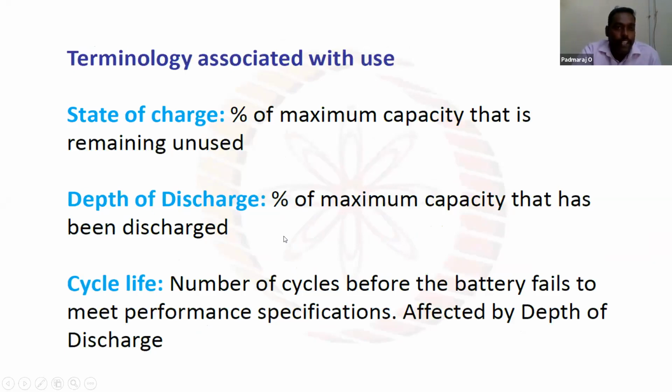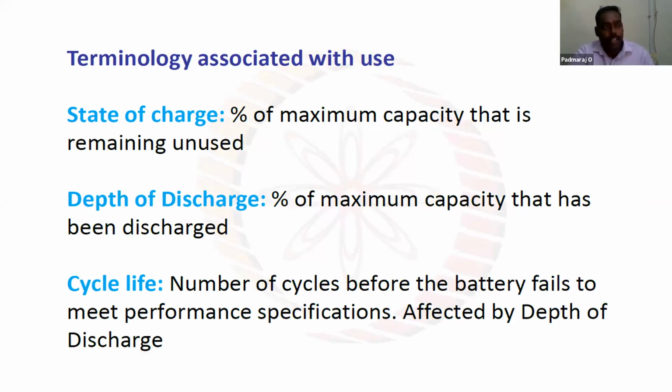And what are the terminologies associated with charging and discharging? That is state of charge, depth of discharge, and cycle number. What is the state of charge? That is a maximum charge. So one battery, how to charge it? So what is the maximum voltage to charge? Up to the maximum we have to charge. Okay, that is the state of charge. That is a percentage of maximum capacity that is remaining unused. So depth of discharge. What is the end of the cell voltage? Cycle number. How many cycles the fabricated battery can withstand?